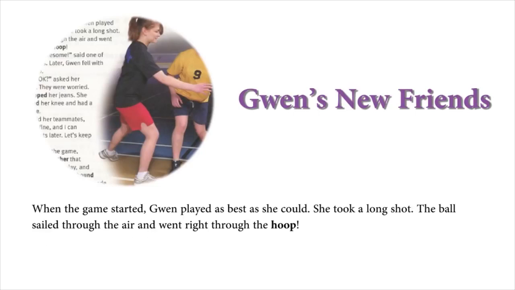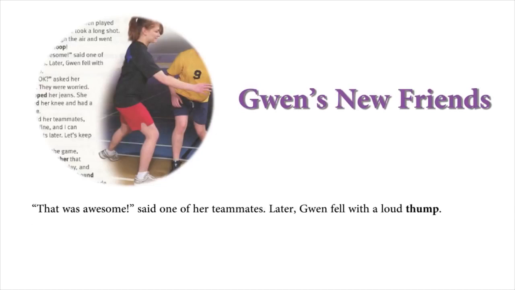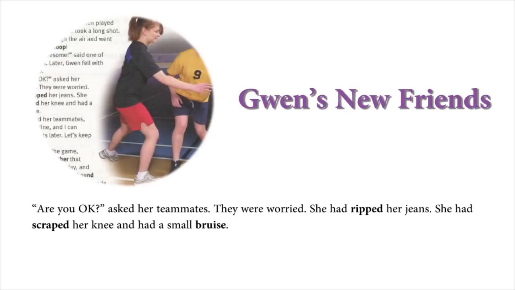When the game started, Gwen played as best as she could. She took a long shot. The ball sailed through the air and went right through the hoop. "That was awesome," said one of her teammates. Later, Gwen fell with a loud thump. "Are you okay?" asked her teammates. They were worried. She had ripped her jeans. She had scraped her knee and had a small bruise.